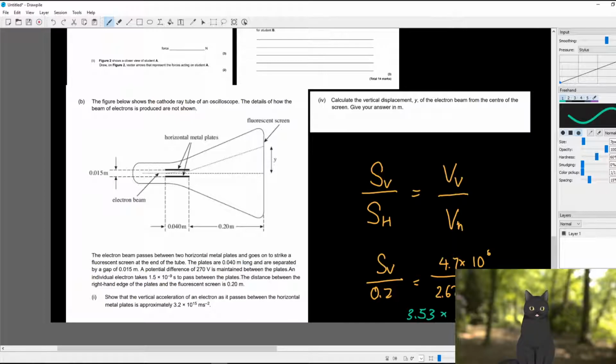What do they want to find? Calculate the vertical displacement from the center of the screen. Give your answer in m. Okay, they say C1, A1, B1. What does that mean? In terms of mark scheme.